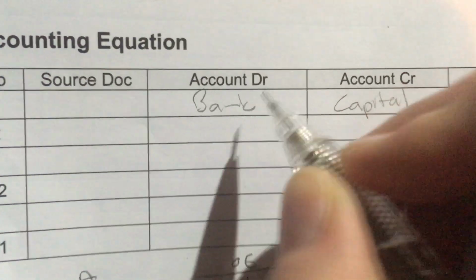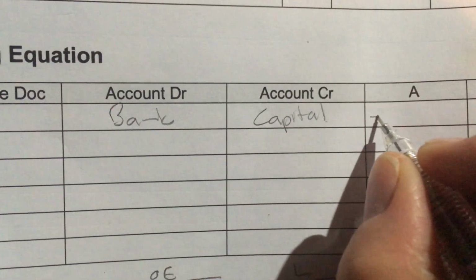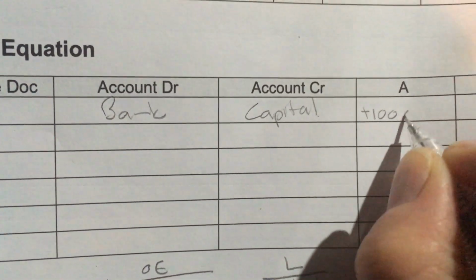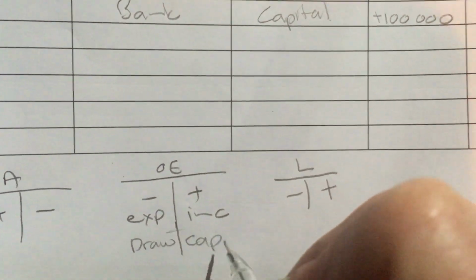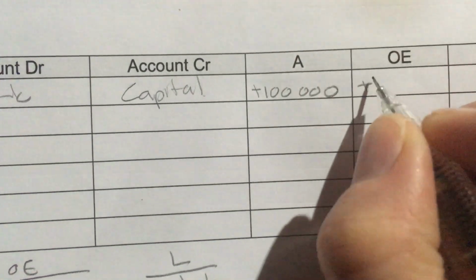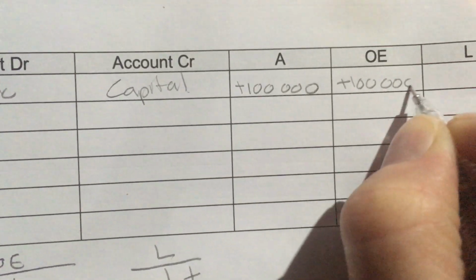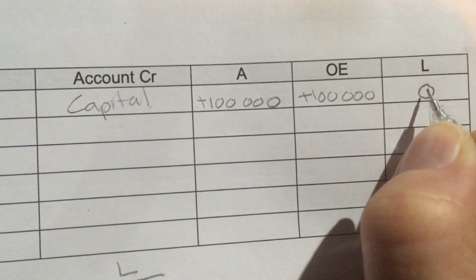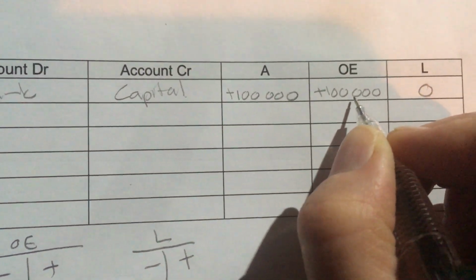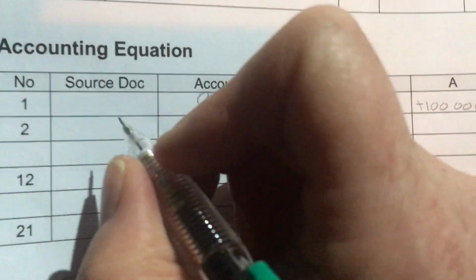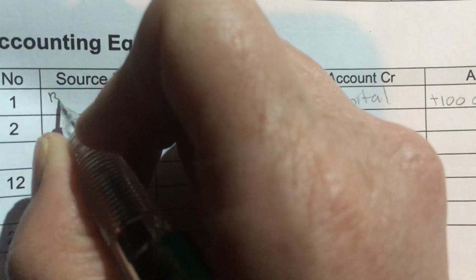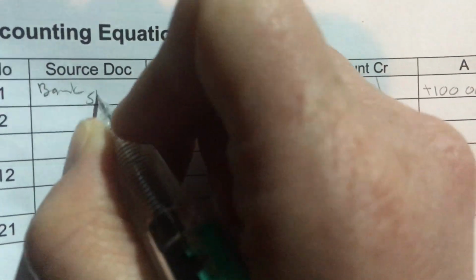Now bank is an asset and it was increasing, so it's going to be plus 100,000. And capital is an owner's equity and it increases your owner's equity. So it's going to be plus 100,000 under owner's equity and 0 under liability. 0 plus 100,000 equals 100,000. I have a debit and a credit. What is my source document going to be? Bank statement.